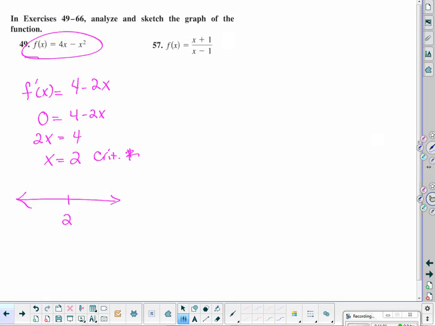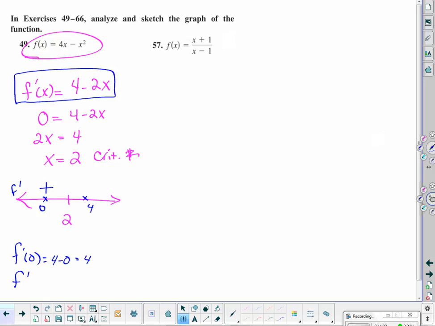Is the function increasing or decreasing left and right of 2? So we pick our test points, maybe 0 and 4. I'm going to plug these into the f prime function, which is right there. Take 0, plug it in. F prime of 0 turns out to be 4 minus 0, which is 4. That's a positive quantity. F prime of 4 turns out to be 4 minus 8. That looks like a negative quantity.